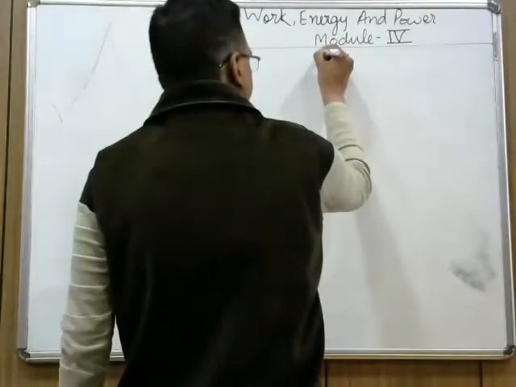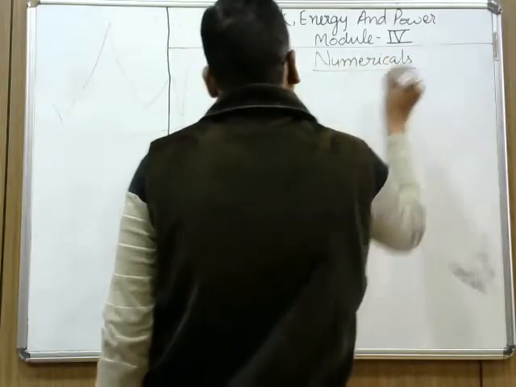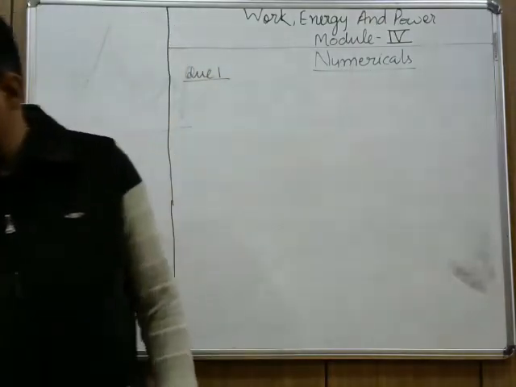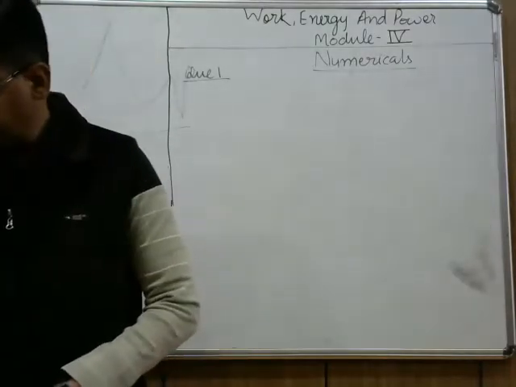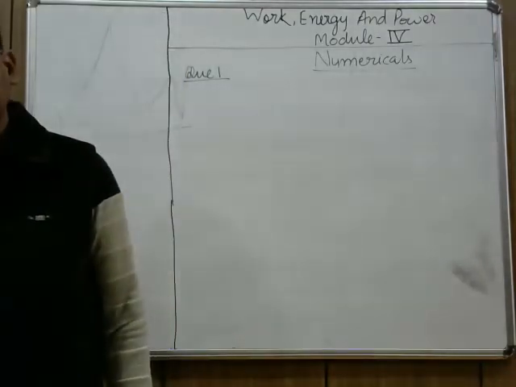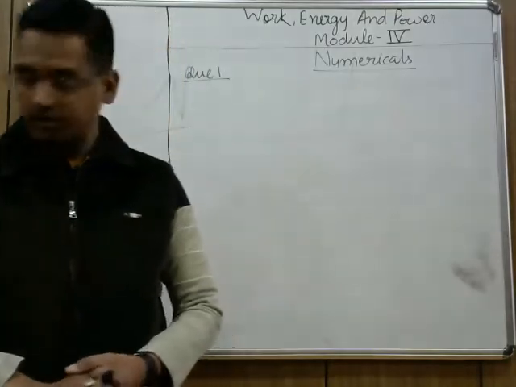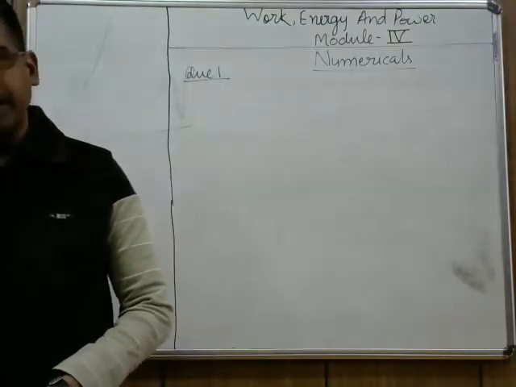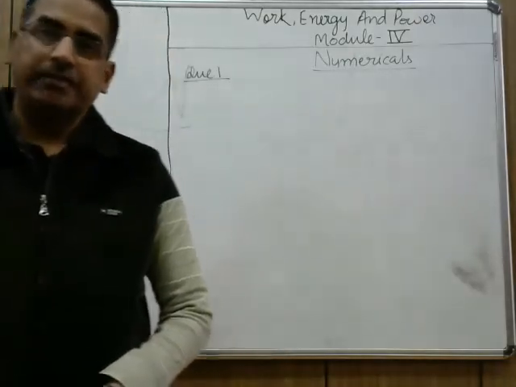Now, numericals. First question is, find the power of a 60 kg man who can climb up a height of 10 meter in half a minute. g is 9.8 meter per second square. I repeat the question. Find the power of a 60 kg man who can climb up a height of 10 meter in half a minute. g is given 9.8 meter per second square.